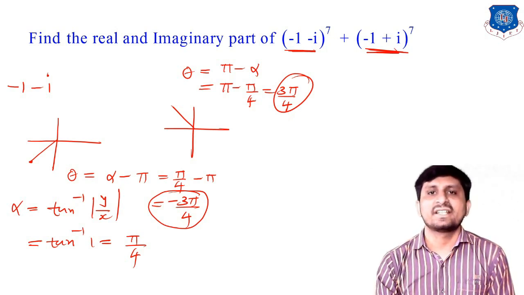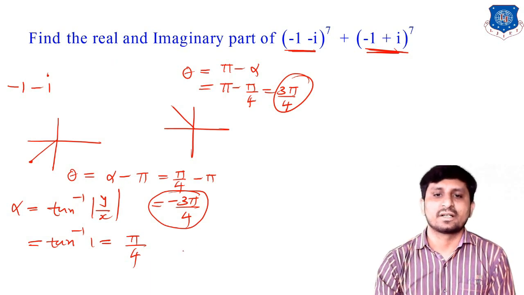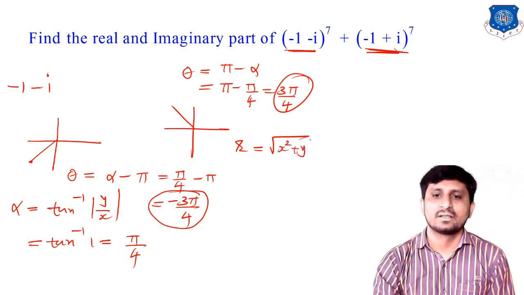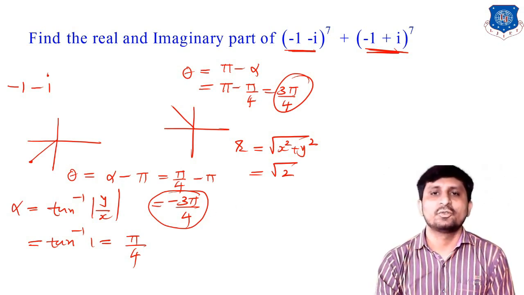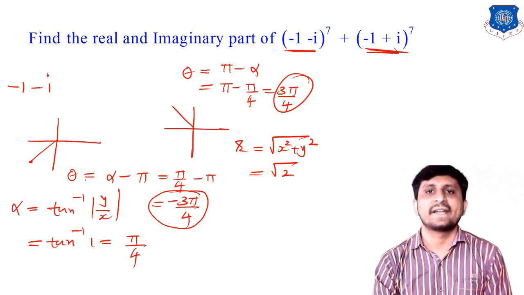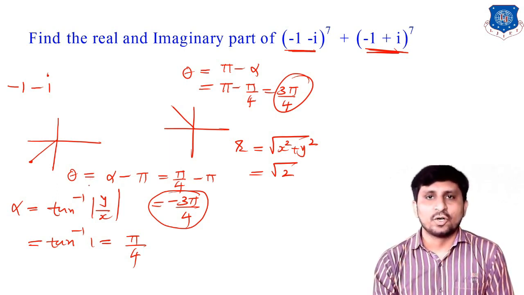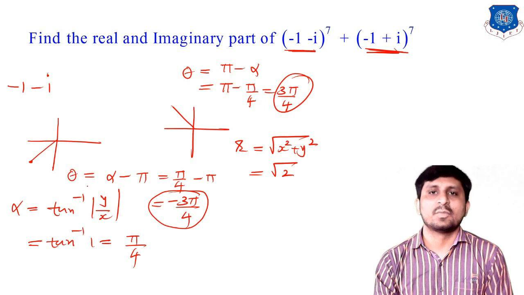And what is the value of r? r is the square root of x square plus y square. So what is the value of r? r is equal to the square root of x square plus y square, and that is exactly root 2, okay. Clear? Root 2, square root of 1 plus 1, root 2. So now you can easily understand how we can write the polar form for both these complex numbers. So let's see.